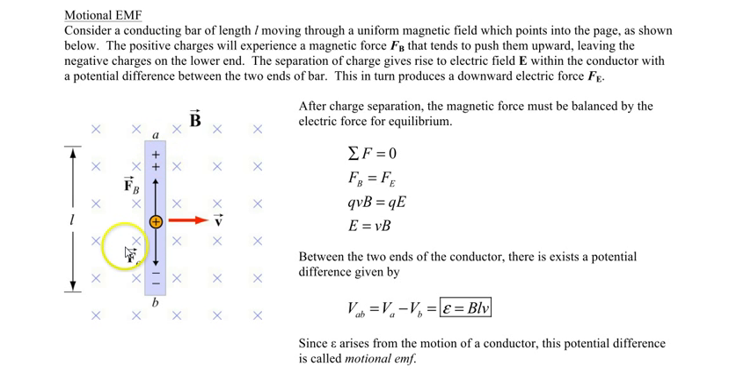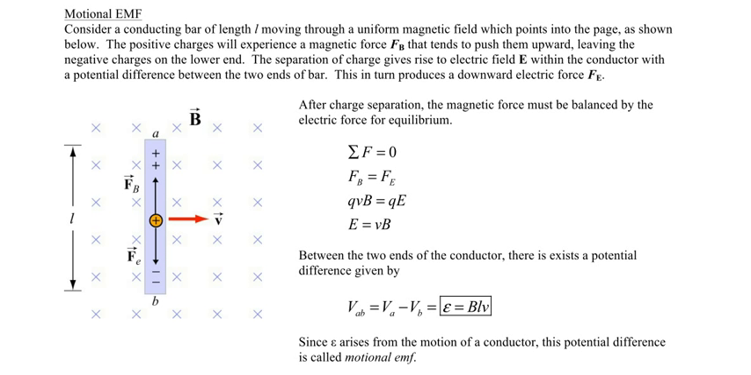Now imagine we have a metal rod, a good conductor, with a length L, and a uniform constant magnetic field B that is into the screen or into the page you're looking at. Imagine this rod is moving to the right with a velocity v.